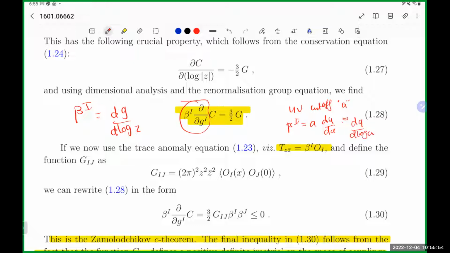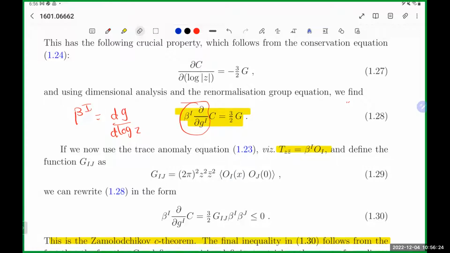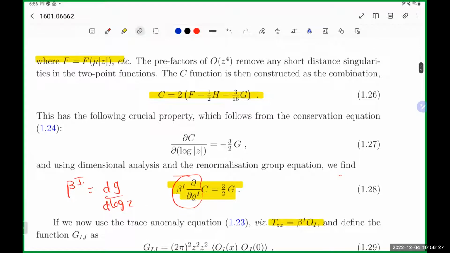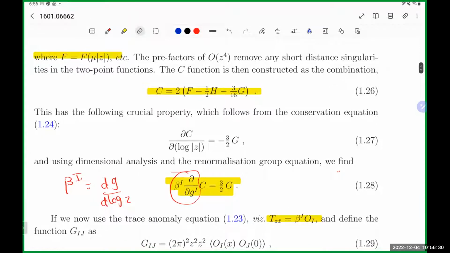There's one important ingredient which I neglected to mention: there's an intrinsic UV cutoff of the theory, which, as I mentioned before, is defined as we flow, in any RG. So if you look back at equation 1.28 again, the left-hand side, let's read it carefully, is the operator of local scale transformations acting on this constructed C function, which equals 3 over 2.